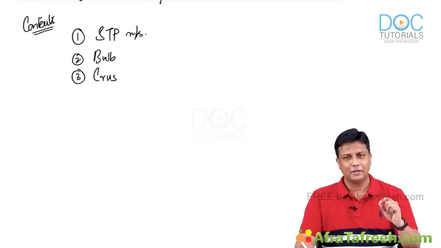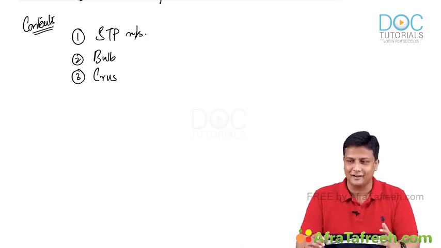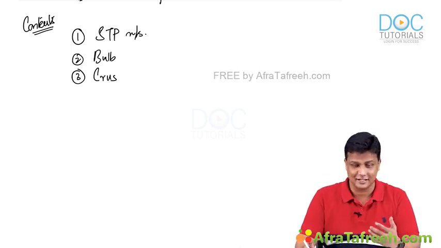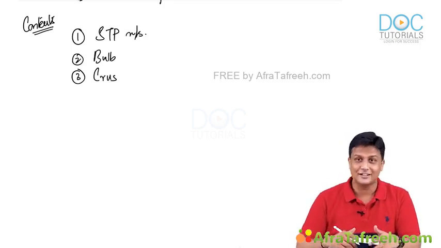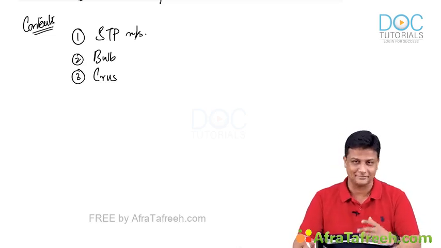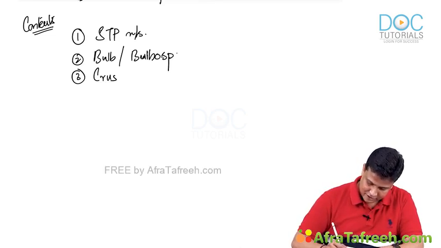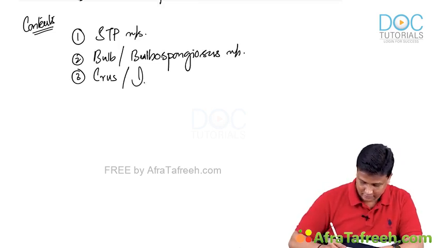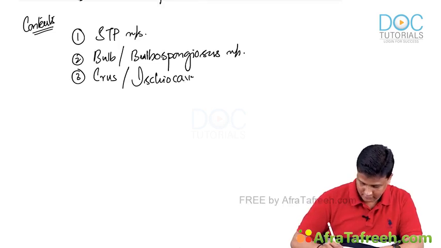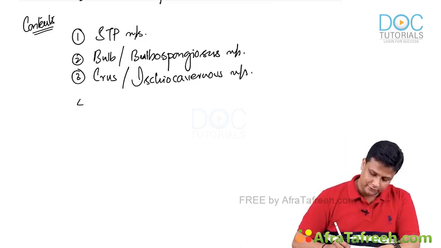Now, the moment I'm writing bulb and crus, I hope you are able to recall in your mind: if there is a bulb present there, around the bulb there is a muscle, the bulbospongiosus. Even that should be present here. And if there is a crus present there, around the crus there is a muscle, the ischiocavernosus. Even that should be a content here. It makes things easier. So, if the bulb is present there, there will be bulbospongiosus muscle along with that one there. And if the crus is present there, there will be ischiocavernosus muscle along with that. Then the content number 4.